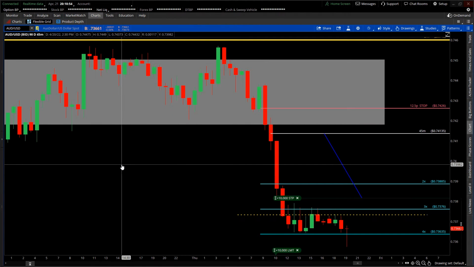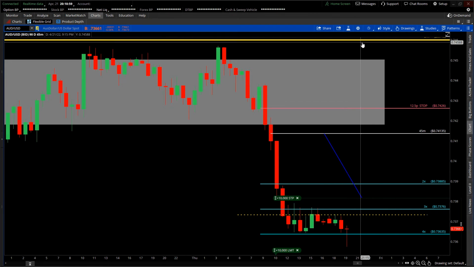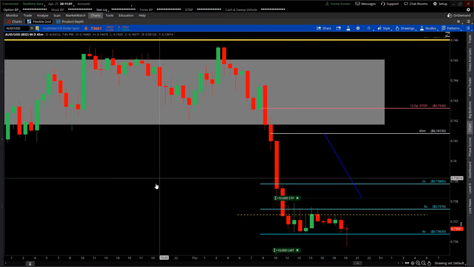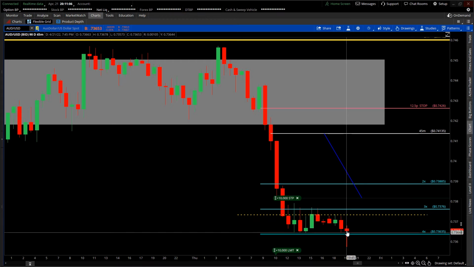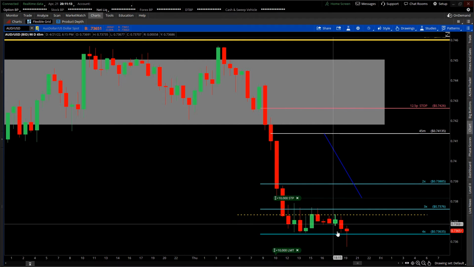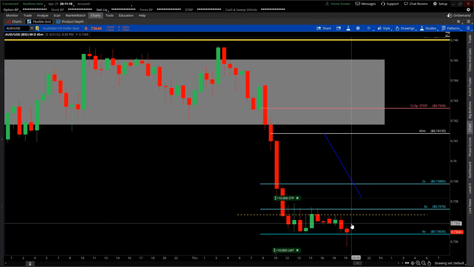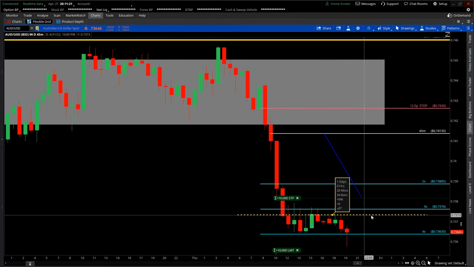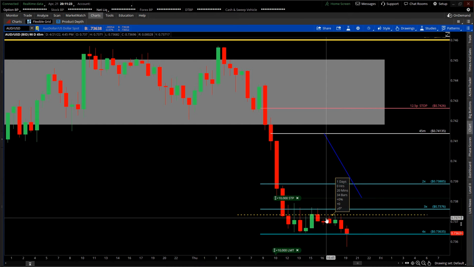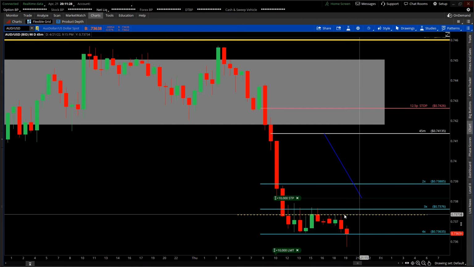So just a quick update. It's been a few hours since my initial assessment, and this is the 45-minute time frame of the Australian dollar US dollar trade. And you can see that price broke below the 4x risk to reward level, but it seems to be still consolidating between 3 and 4 price levels.